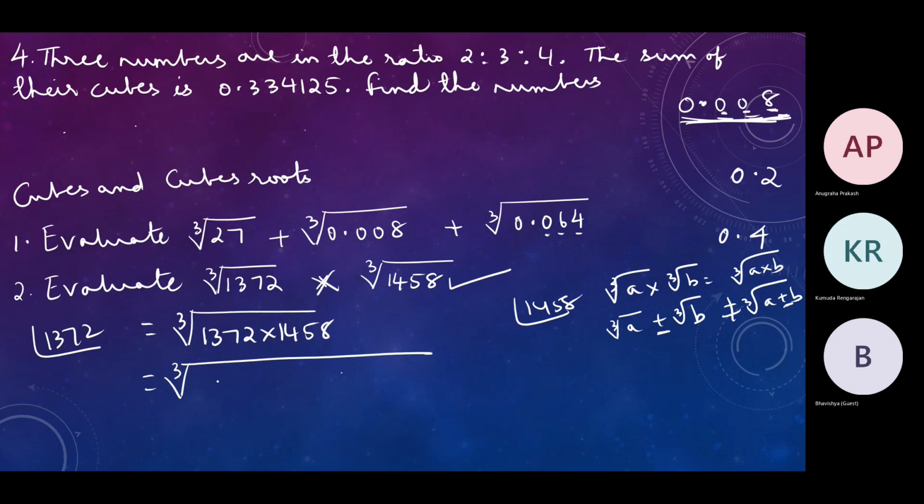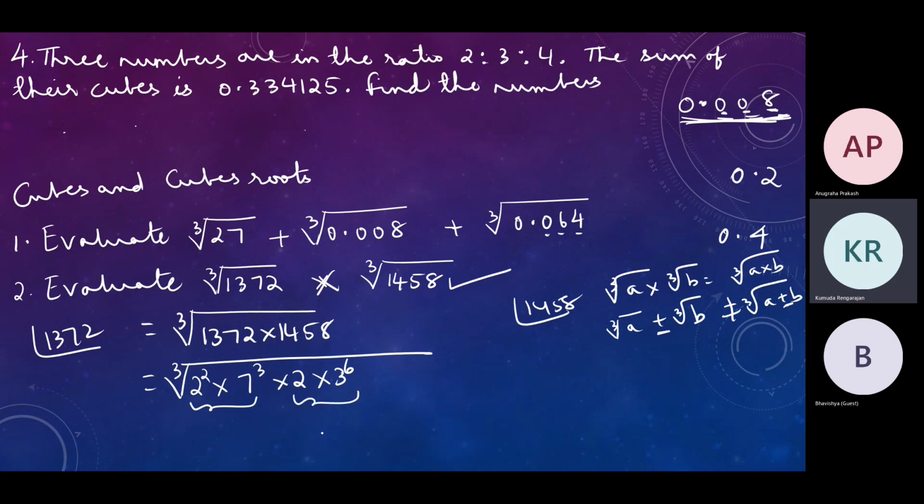Okay, now we cannot spend more time on this. When you express 1372 as a product of primes, it will be 2 square into 7 cubed. And when you express 1458 as a product of primes, you will get one 2 and six 3s. Got that? This is for 1372 and this is for 1458.